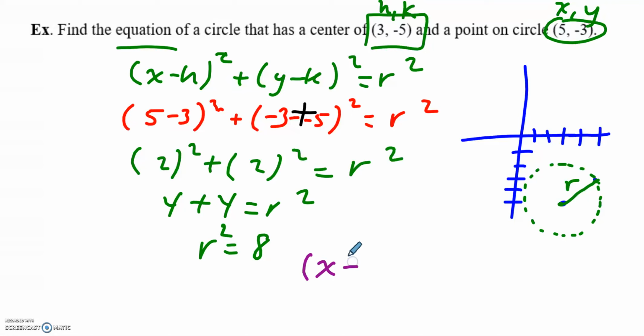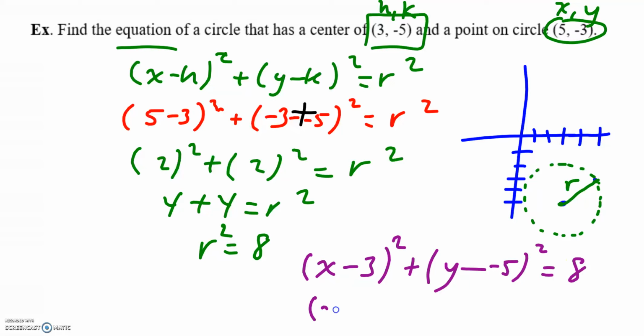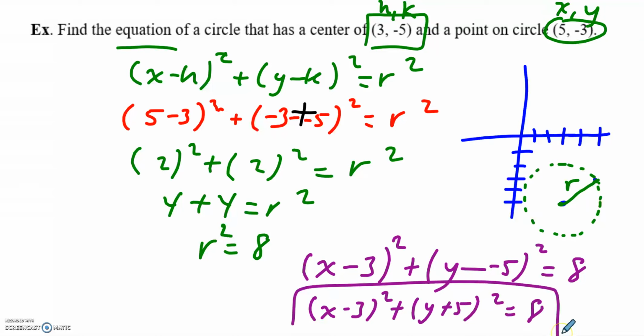x minus h, which is 3, squared, plus y minus the k, which is -5, squared, equals r squared, which is 8. So x minus 3 squared plus y plus 5 squared equals 8. That is my final answer for the standard form of this circle.